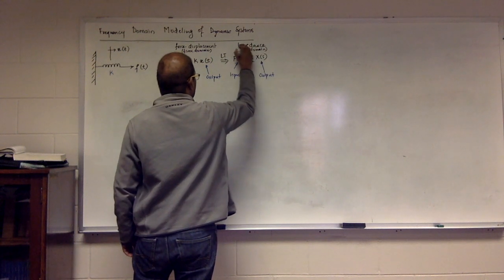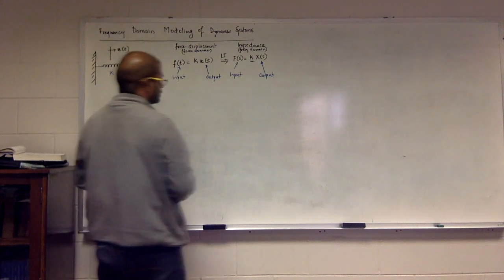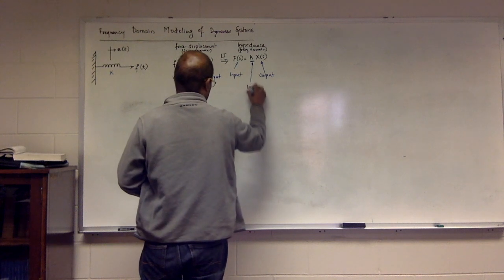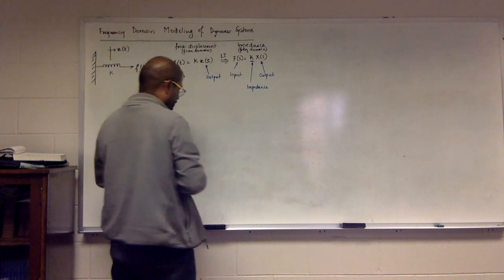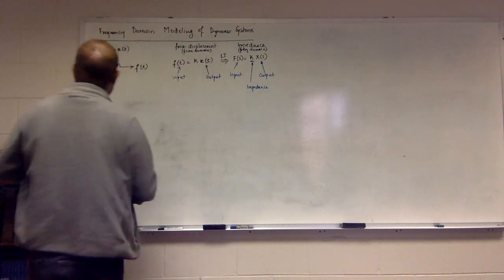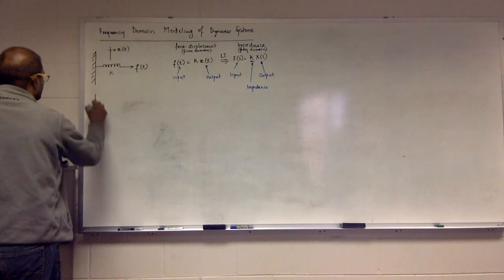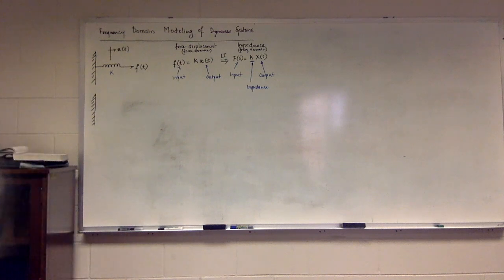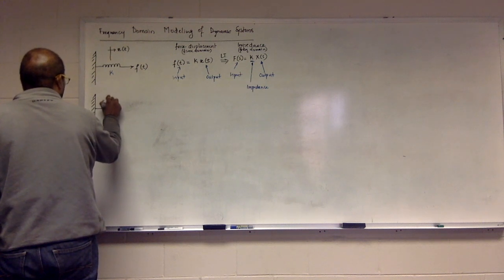Here, this k is called the impedance. And I need you to understand the impedance. What is the impedance for various components? This is the first component. Whenever I do this, this is the wall. Now you have a damper.